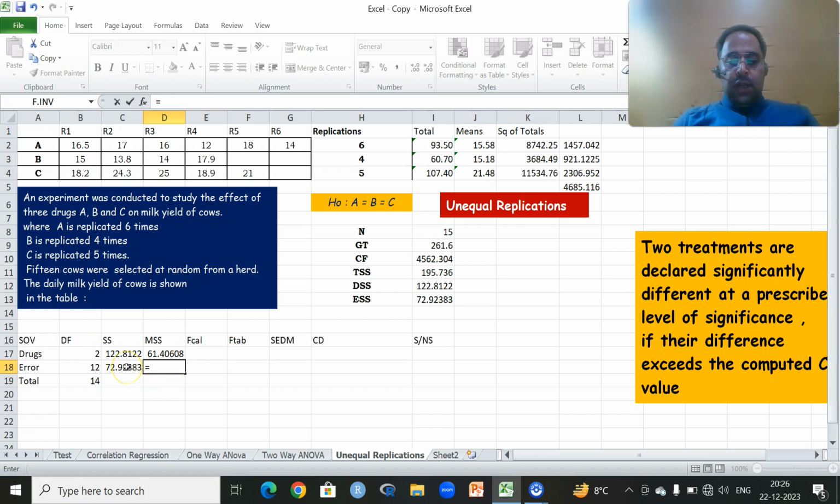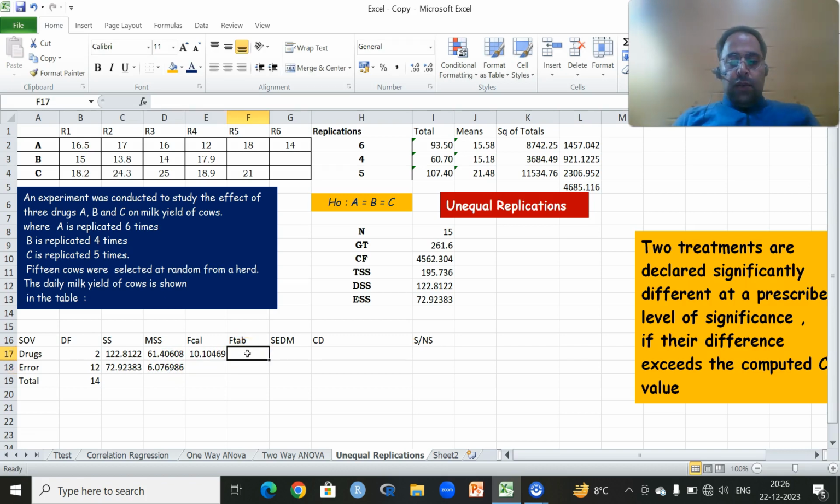Then we need to calculate the mean square due to error, sum of square due to error divided by its respective degrees of freedom. So we have mean square due to treatments, mean square due to error. Simply we need to get the F variance ratio test. This is the ratio of both these two variances, mean square due to treatment or mean square due to drugs over mean square due to error.